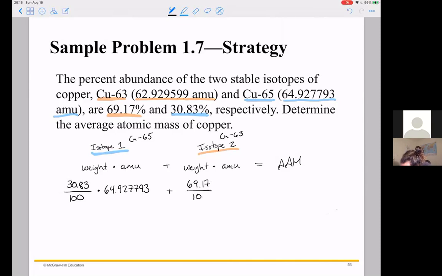69.17 divided by 100. Remember to take those weights, if they're in percentage form, you have to divide them by 100. And multiply it by the mass of the copper 63 ion, which is 62.929599. Okay, so that's really just how you set these up. Notice it's the exact same as I did before, which isn't bad. I just am using way uglier numbers.